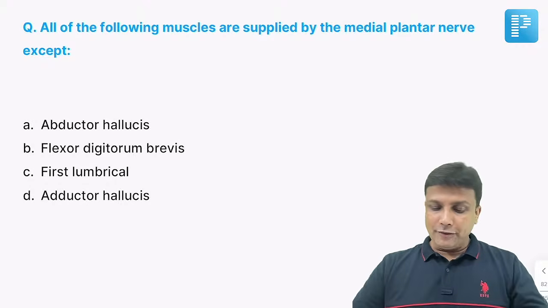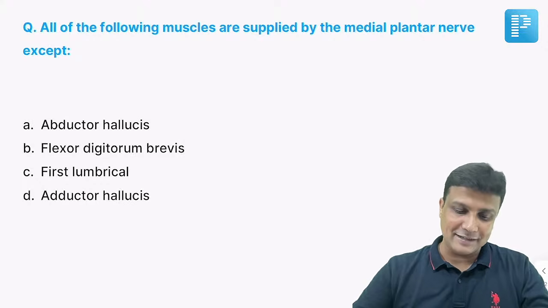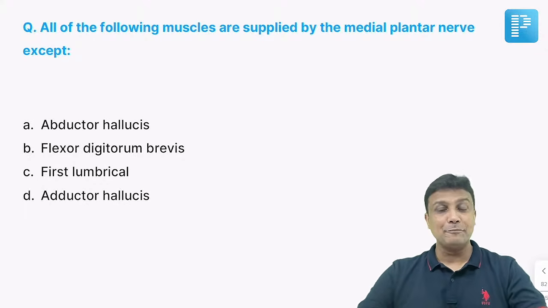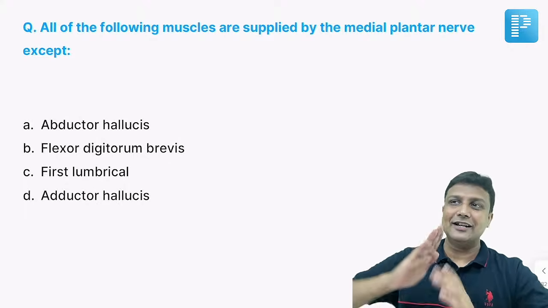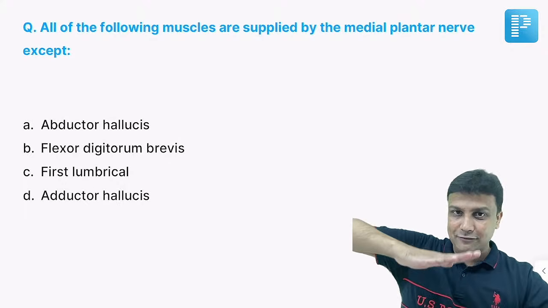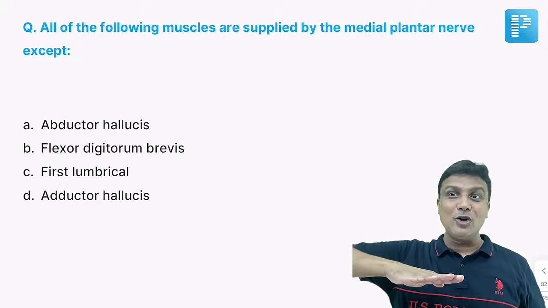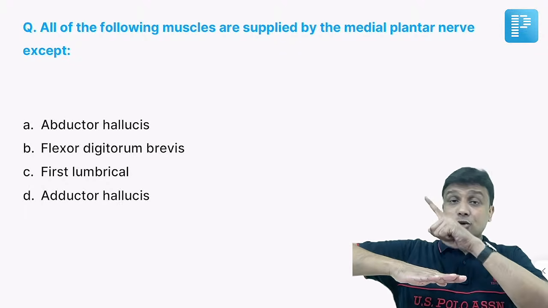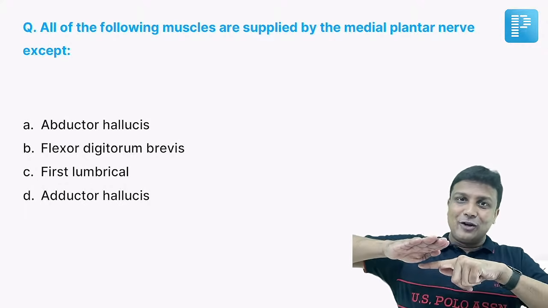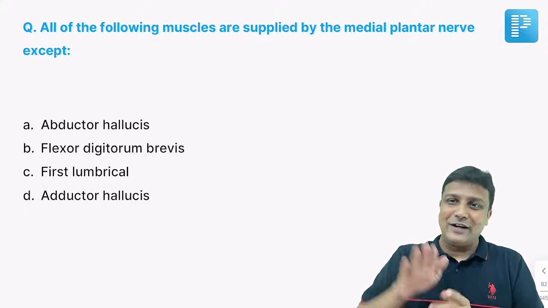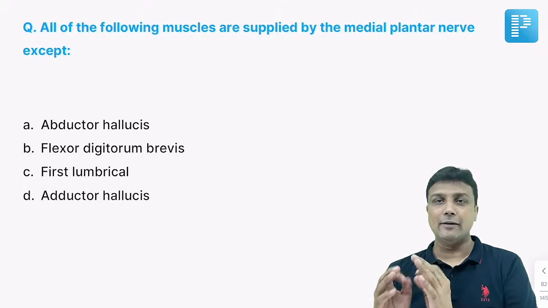Now moving ahead: all of the following muscles are supplied by the medial plantar nerve, except which one? Come on. Now where does the medial plantar nerve come from? Please remember that suppose this is your foot here, this is the plantar surface, and this is the surface we are seeing from above, the dorsum of the foot. The nerve which comes from behind will be the tibial nerve. The tibial nerve will take a turn, enter into the foot and divide into two branches. One is the medial plantar, and the other is the lateral plantar nerve.